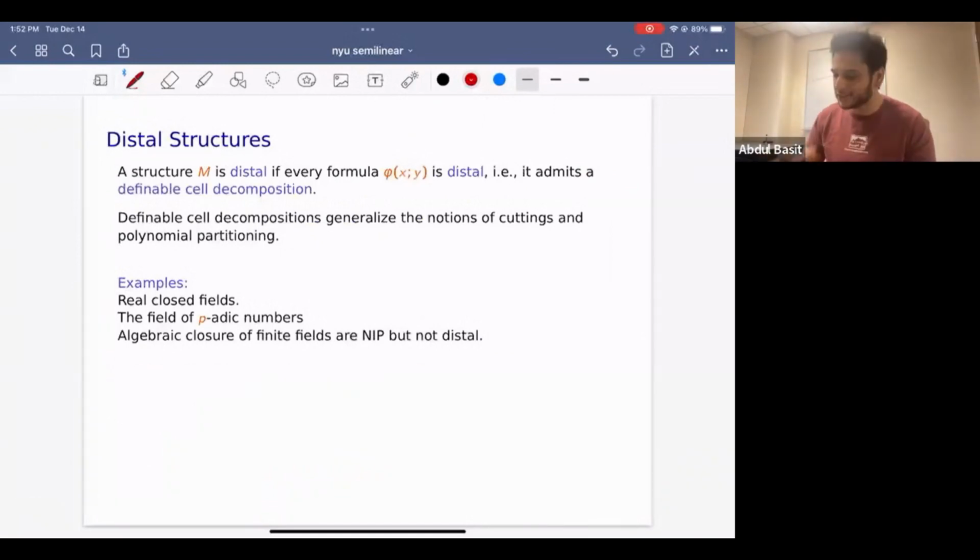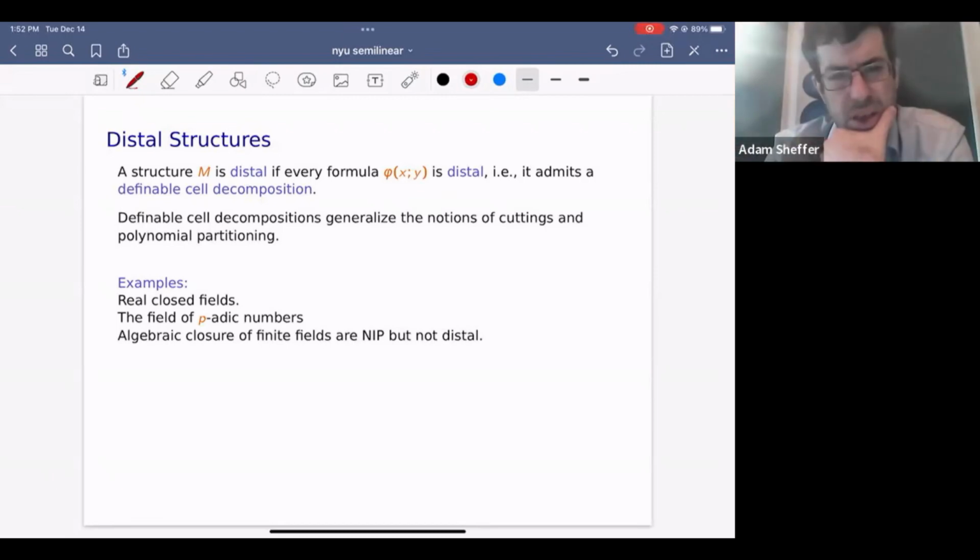Okay. And so that was NIP structures. Then there's this notion of distal structures, in which formulas admit this thing called a definable cell decomposition. Again, I probably can't define this too precisely, but it generalizes somehow the notion of cuttings and partitioning polynomials. If you know what those are, good. Otherwise, maybe you don't need to worry too much about it.